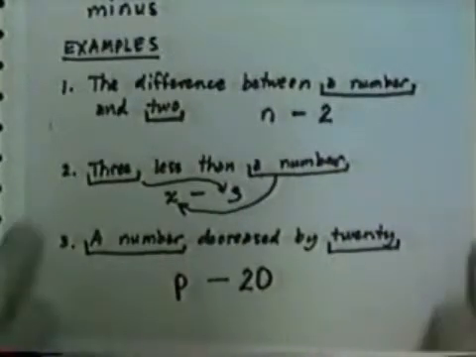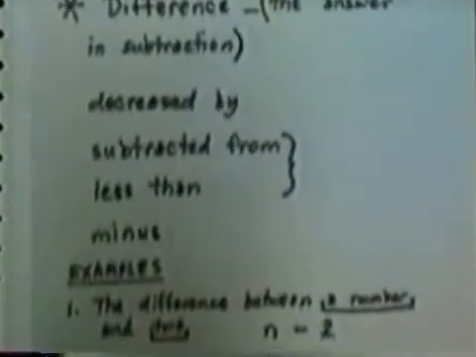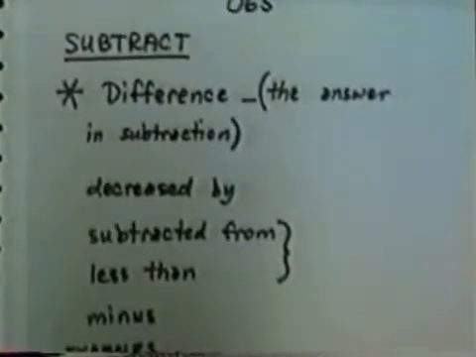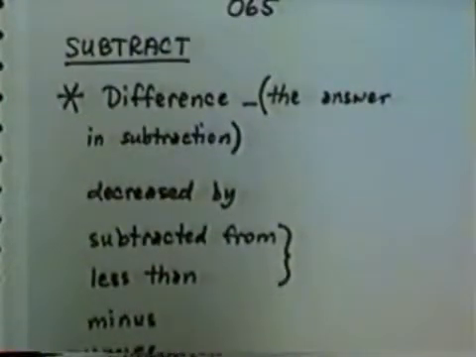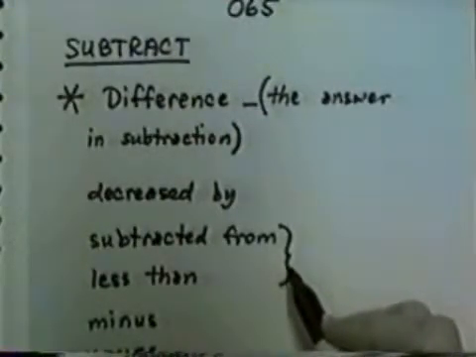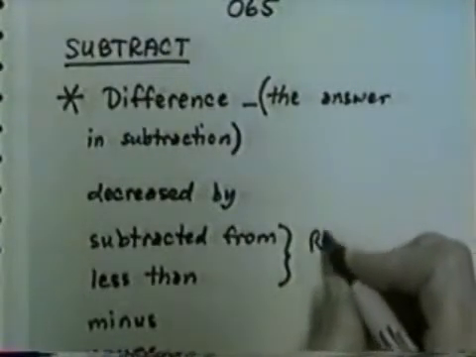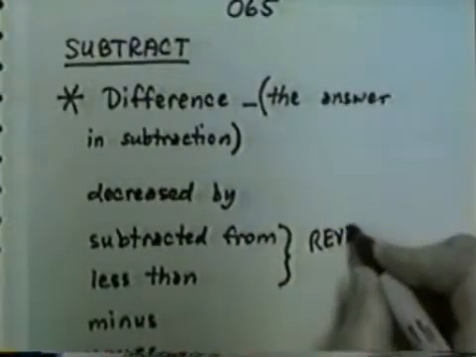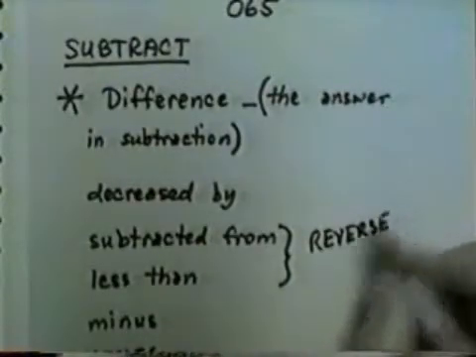Let's go back to our vocabulary list. And you'll notice that for subtract, we have difference, decreased by, subtracted from, less than, and minus. I've put a brace around subtracted from and less than. These are the two that must be written in reverse order.